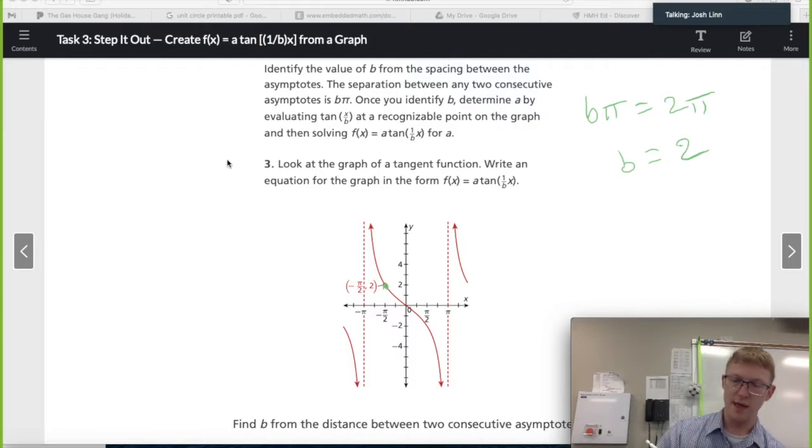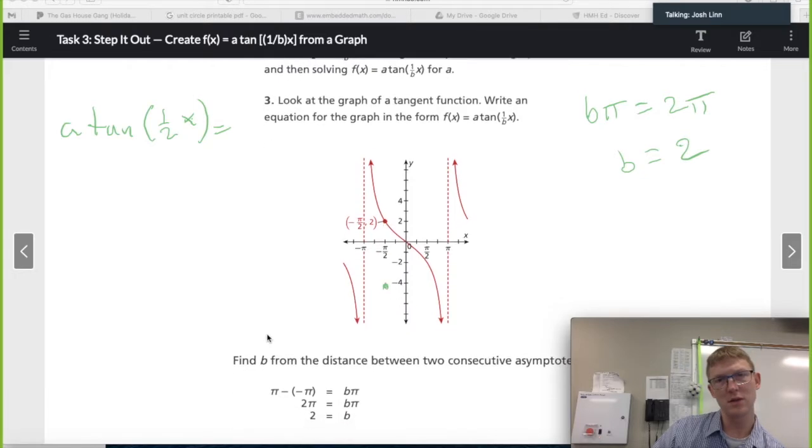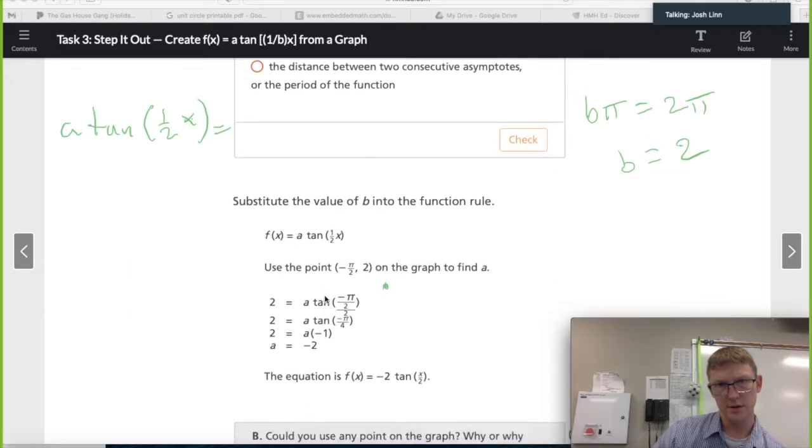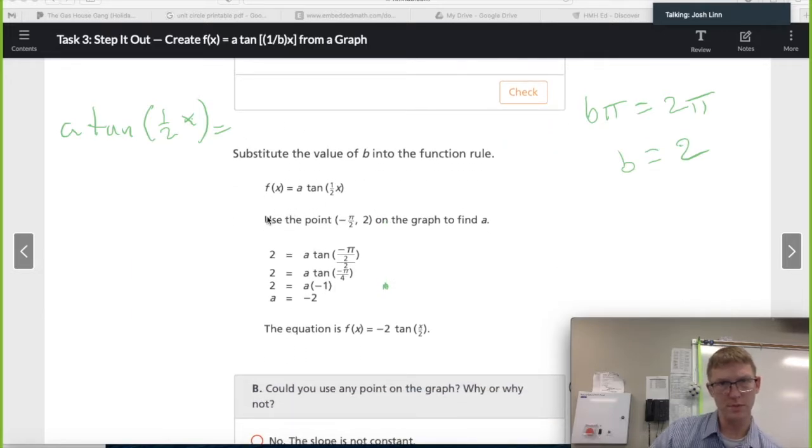So we have a function, a tangent of 1/2 x equals, let's see, what point did they use? Did they use the reference point? So there's our b equals 2. So that's what we were doing. So use the labeled point that's on the graph. Negative pi over 2, 2 on the graph to find a.